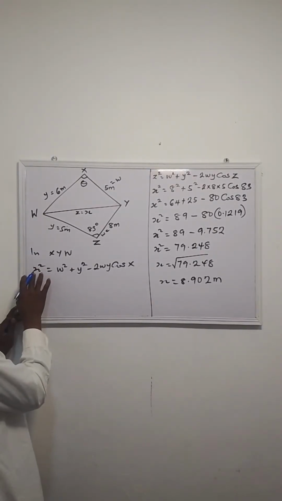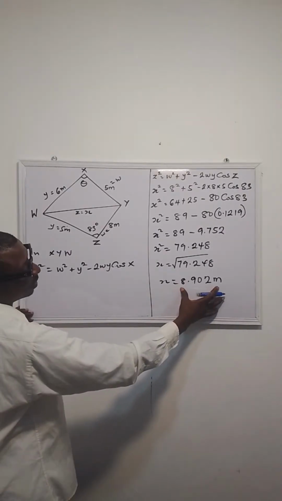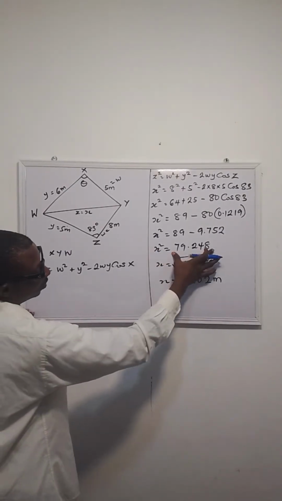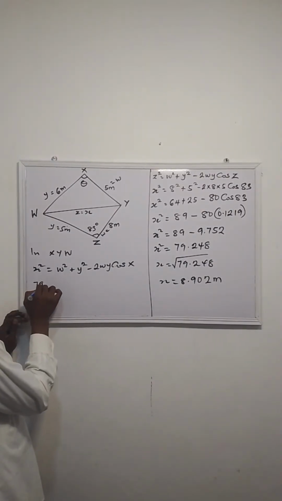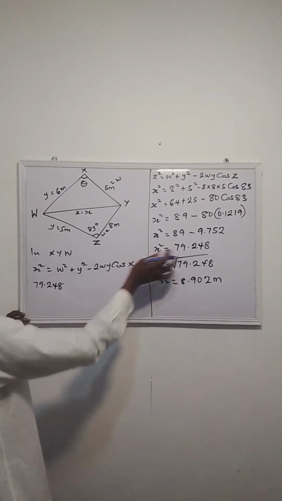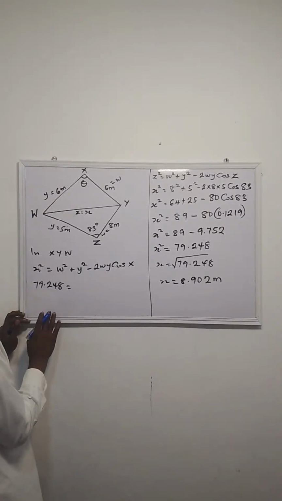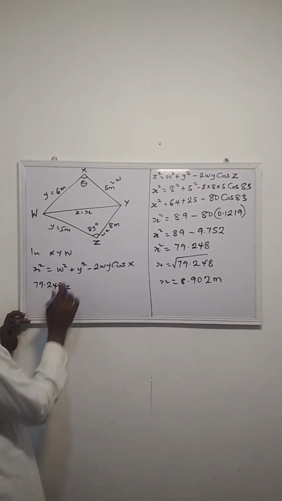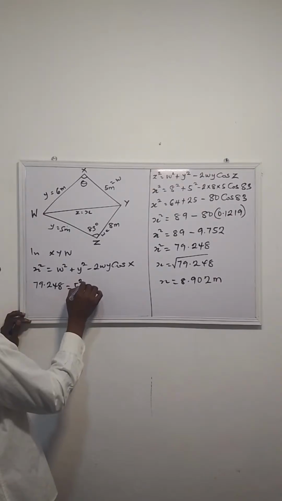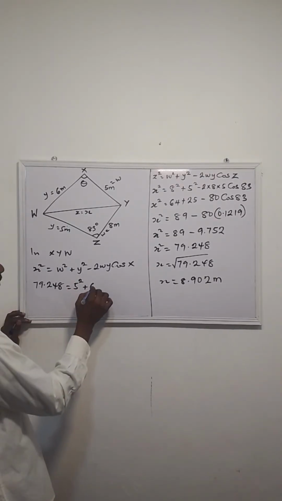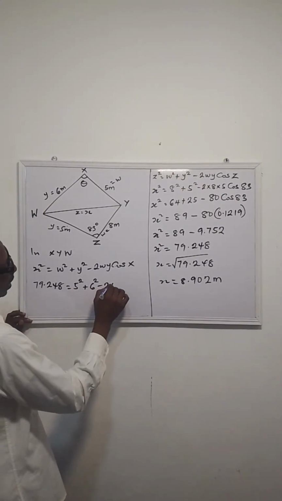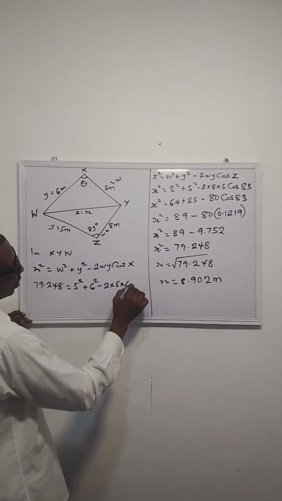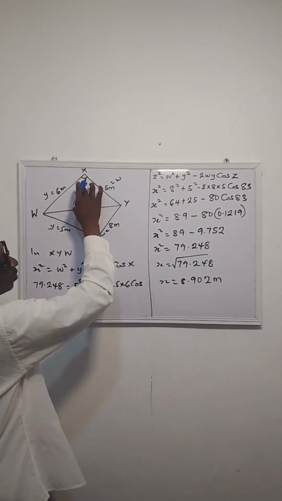Now we have x squared. We don't need to use these approximated values since we have x squared to be this. So let us bring it straight away. So we have 79.248 representing x squared. We have it here already. And we also have w, 5 squared, plus y, 6 squared, minus 2 times 5 times 6 cos x, angle x is theta.